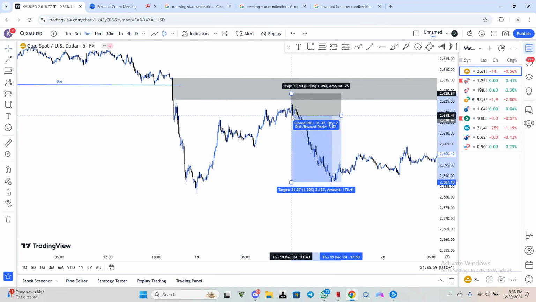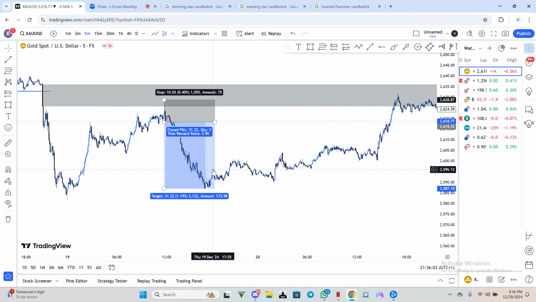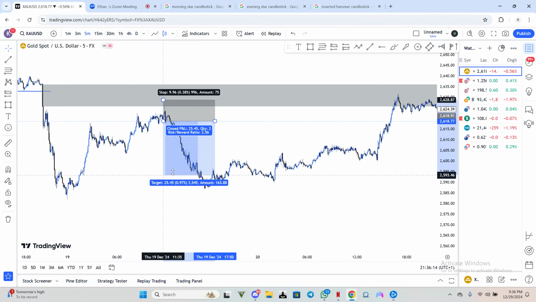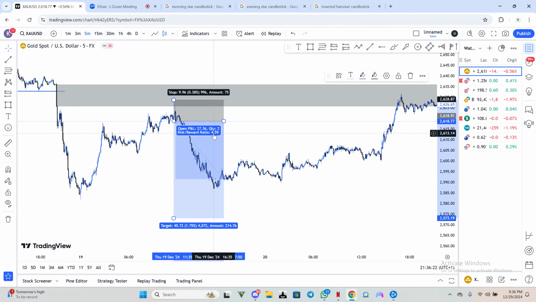So this is a 1:3. This is what the ratio means. It means you are risking 1 to make 3, or you are risking 100 to make 300. Just times 3 of what you are risking. This is 1:2. It means you are risking 1 to make 2, or you are risking 100 to make 200. If it's a 1:4, you are risking 1 to make 4. That's basically what risk to reward ratio means.